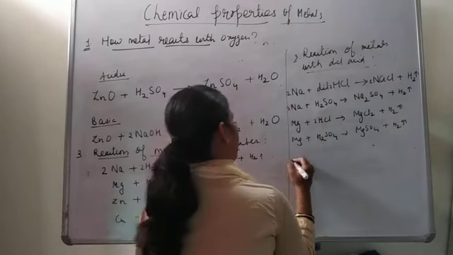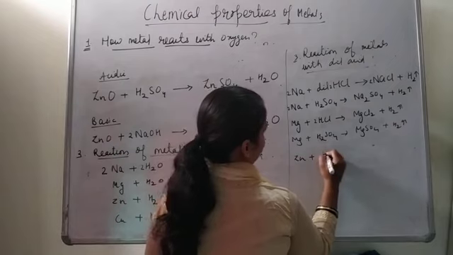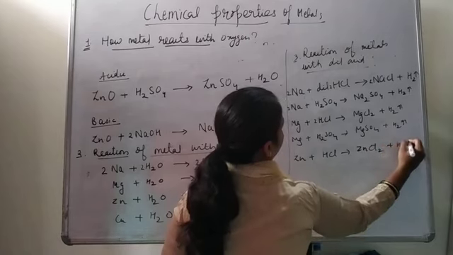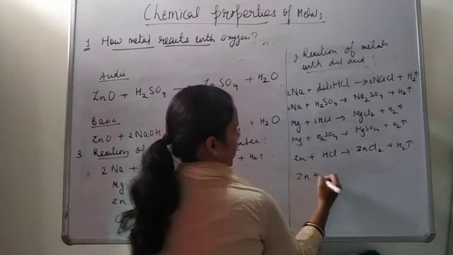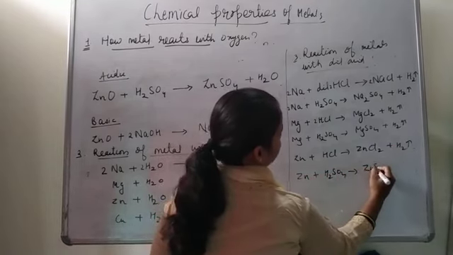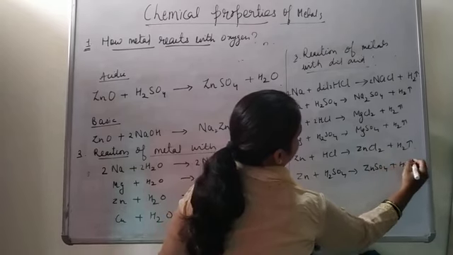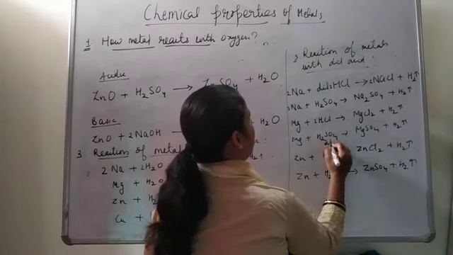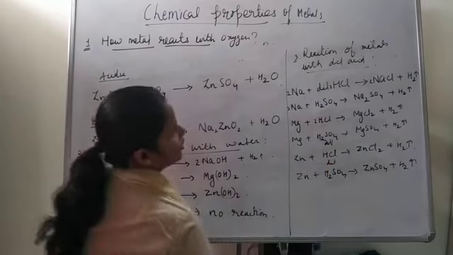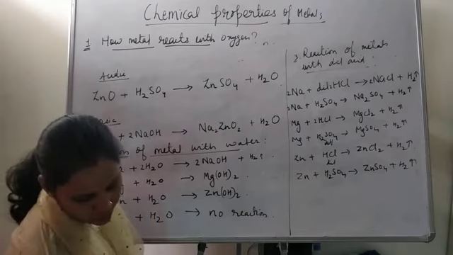Okay, if zinc is reacting with dilute HCl, it will form zinc chloride and liberate hydrogen gas. If zinc is reacting with dilute H2SO4, it is going to form ZnSO4 and liberate hydrogen gas. All these are dilute acids. So this is the reaction of metals with dilute acids.